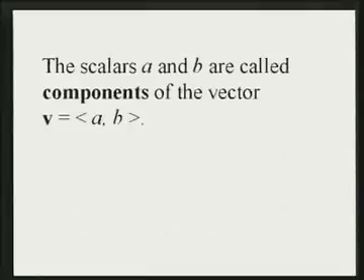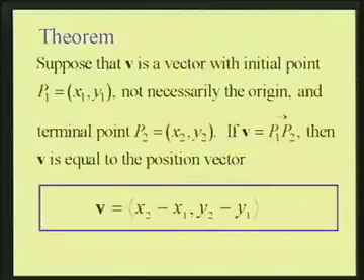By the way, the scalars a and b are called the components of the vector. So suppose that v is a vector with initial point P1 equals x1 comma y1, not necessarily the origin, and terminal point P2 equals x2 comma y2. If the vector v is equal to the directed line segment P1 to P2, then v is equal to the position vector we get by taking x2 minus x1 and y2 minus y1.